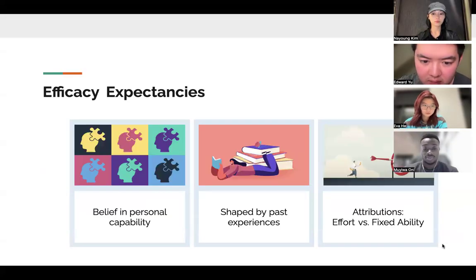And yeah, efficacy expectancies. Efficacy expectancies are essentially the belief that you personally can do the work. Even if students know studying could help, they won't be motivated if they don't believe they're capable. This is shaped by past experiences and by how students explain success or failure. When students attribute success to effort and strategy, expectancy rises. When they attribute failure to fixed ability, expectancy drops.